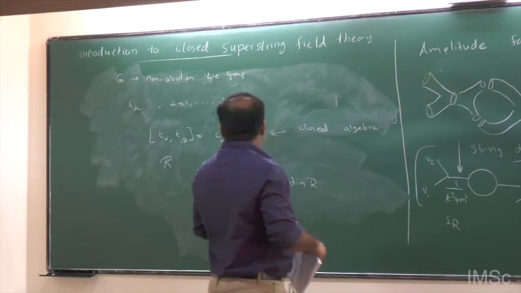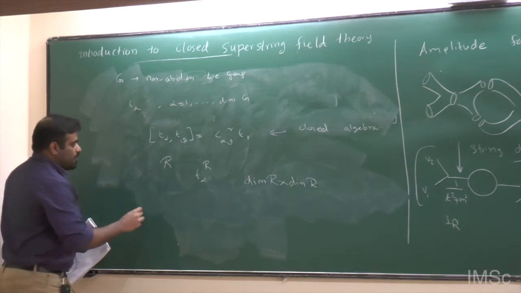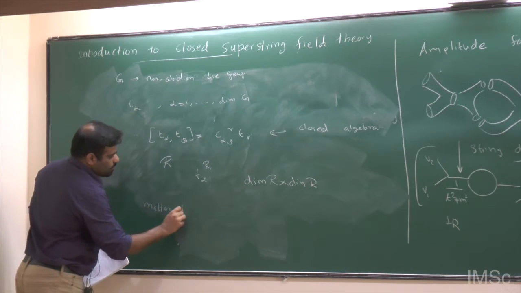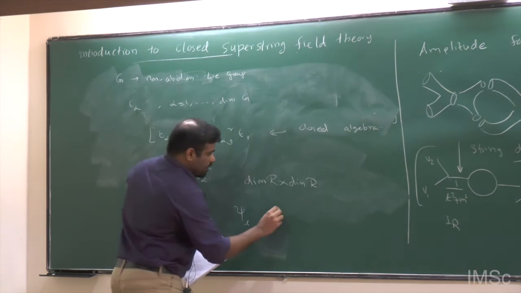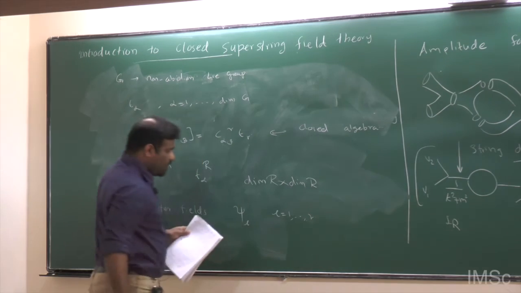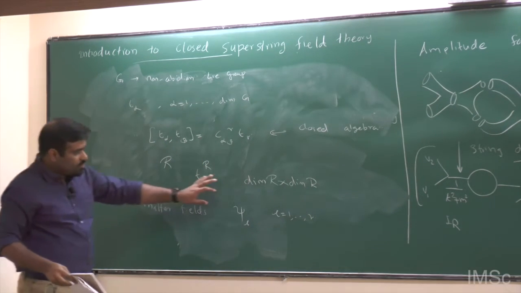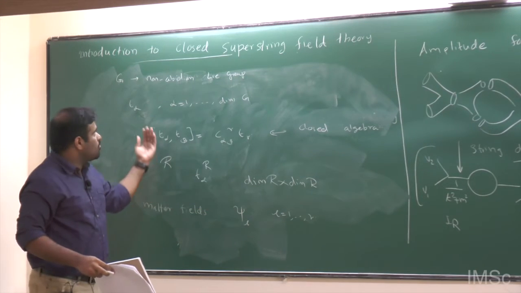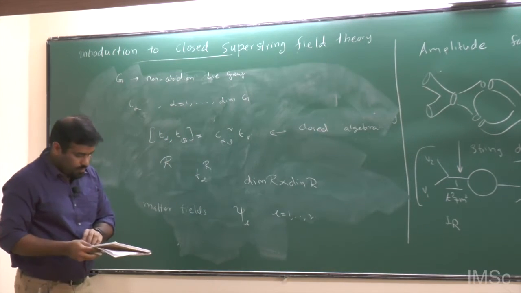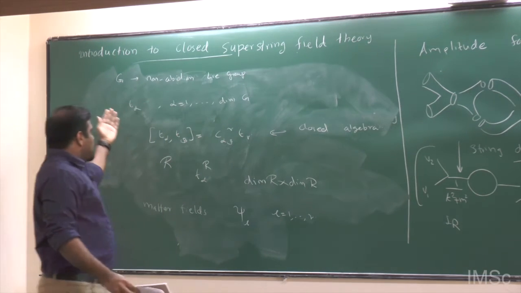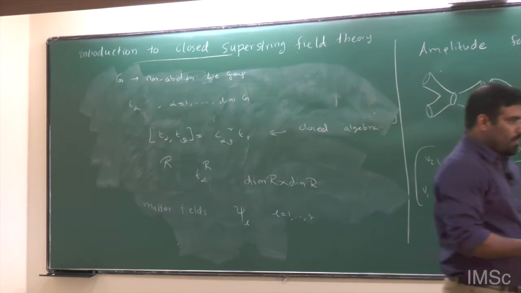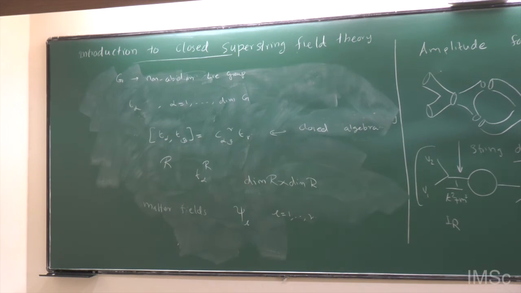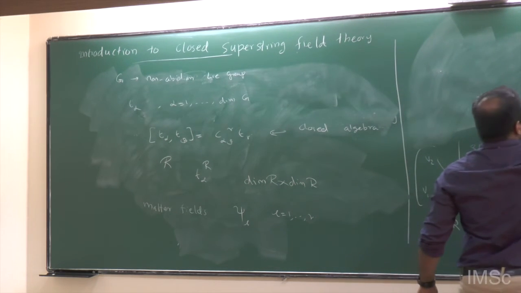Now consider a number of matter fields, say psi L. And again, you can look for a representation for these matter fields, because these matter fields will transform under the gauge transformation. So once you have such a gauge system, you can write down the gauge invariant Lagrangian for this, and then try to quantize it.